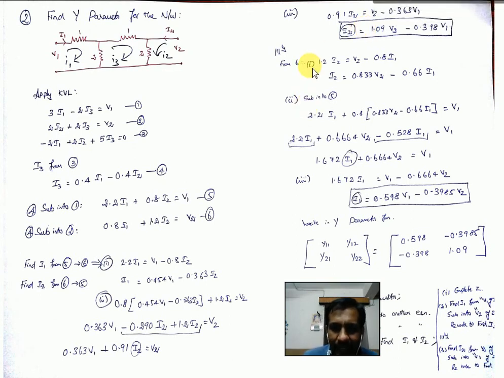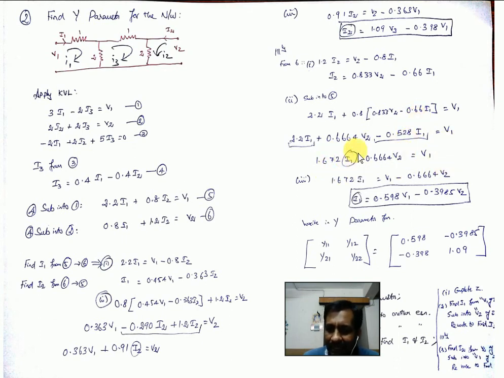Similarly, find the I2 from V2. Find the I2 from the sixth equation, equation number 6. Yes, from that sixth equation I have found the I2. The I2 is substituted into the fifth equation. Yes, this is the fifth equation. I2 place here 0.8, this I2 is substituted. Then simplify. Yes, I have simplified.